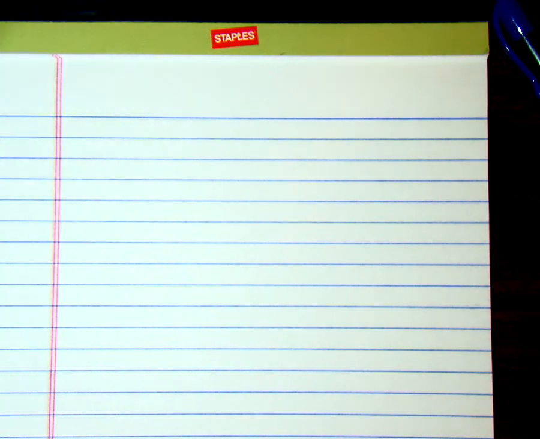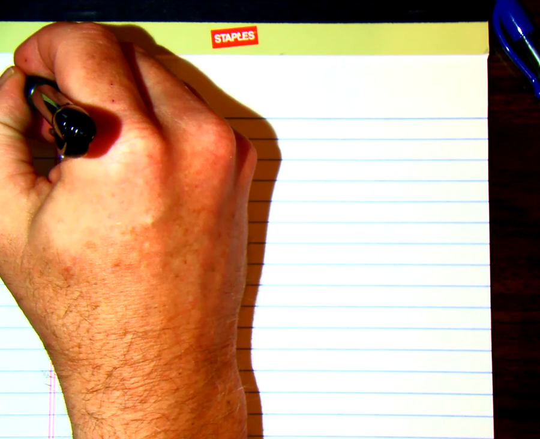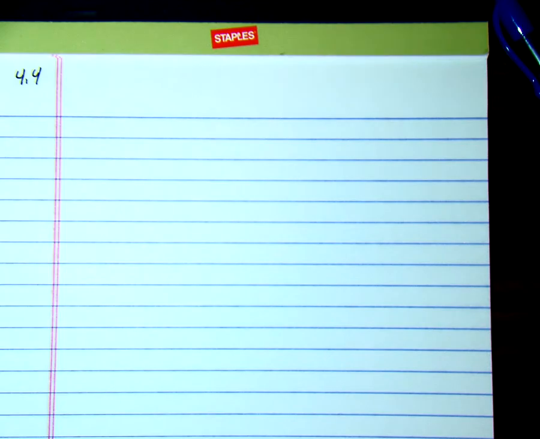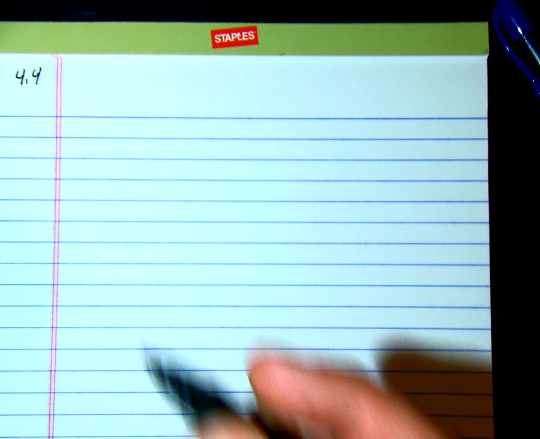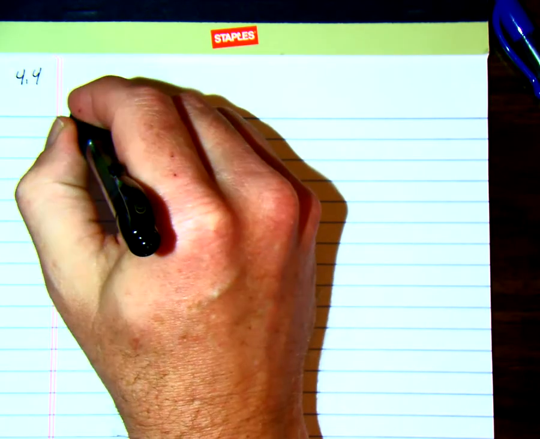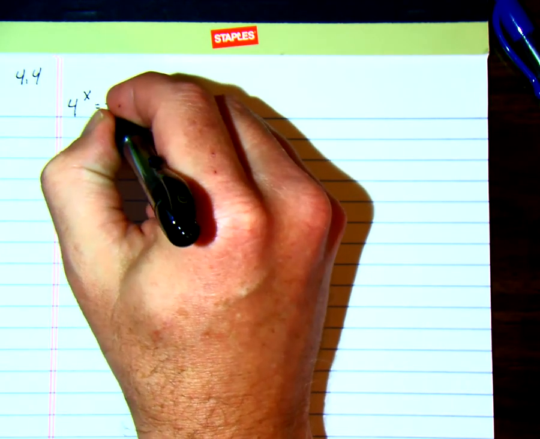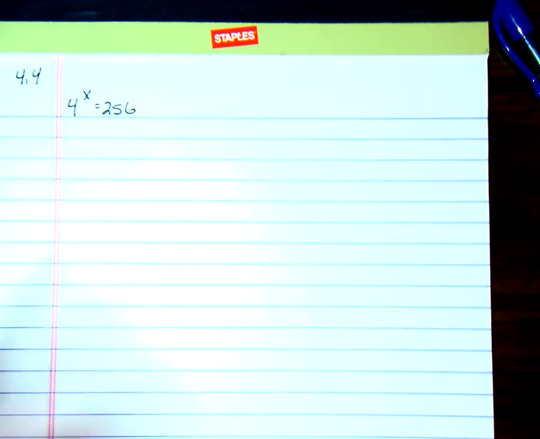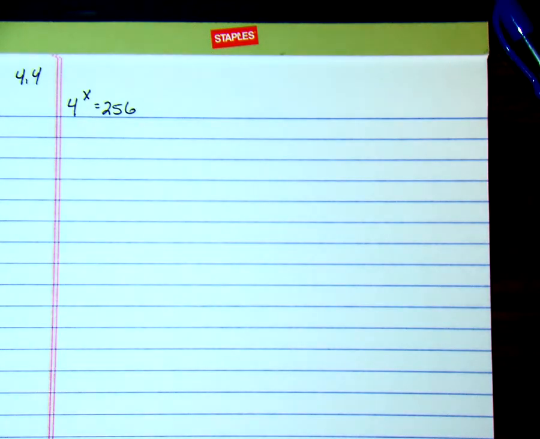So 4.4 is going to be what we're rolling with today. We're going to solve exponential equations, and if we remember what an exponential equation was, if we have an equation such as 4 to the x, my variable is in the exponent, and we have to learn different methods for solving that. That is what we're going to do here.